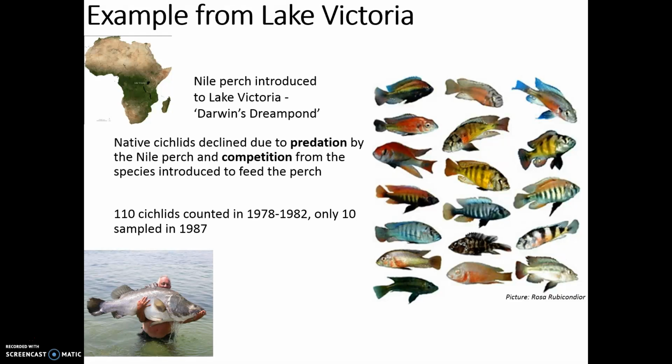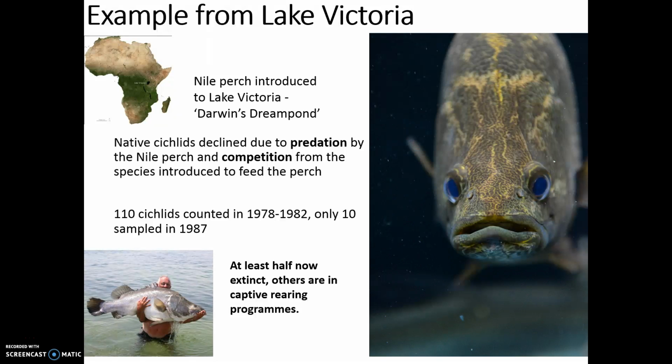And about 110 different species of cichlid were counted back in the 70s, but 10 years later, only 10 of these were still present in the lake. And the status today is that at least half of these are completely extinct, and a few others are in captive breeding programs. All because of this Nile perch decimating the ecosystem.